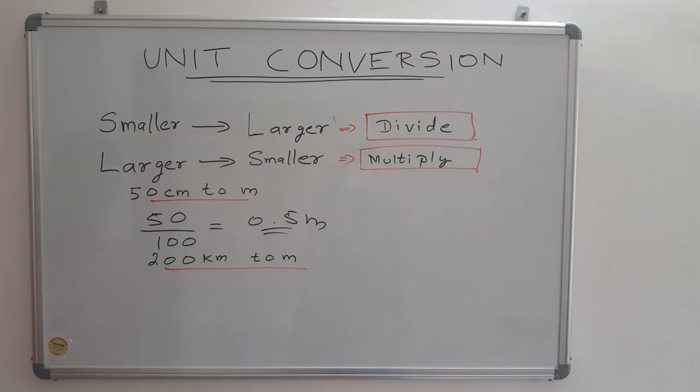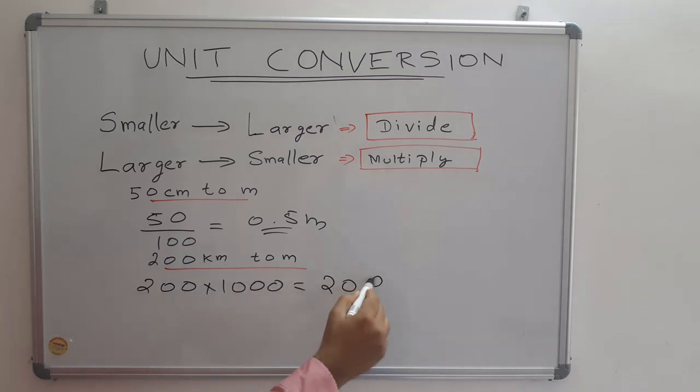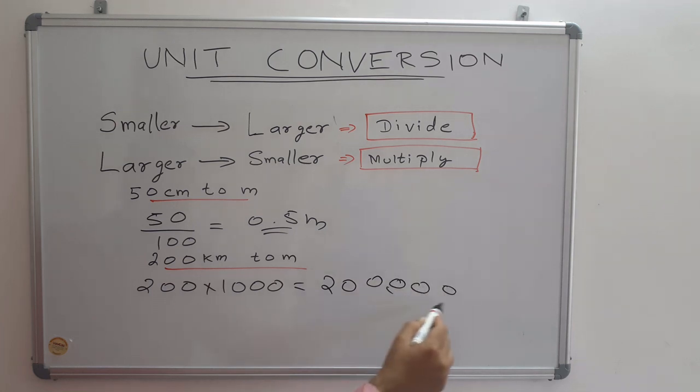Let's look at the other example. Here we convert 200 kilometer to meter. So the conversion is from kilometer to meter. Kilometer is a larger unit compared to meter. So it is a second case. We are converting from larger unit to smaller unit. So in that case, we have to multiply by the conversion factor. We know that the conversion factor is 1000 between kilometer and meter. So what we do? To convert 200 kilometer, we multiply by 1000. It's 2 lakh meter. So simple, right?